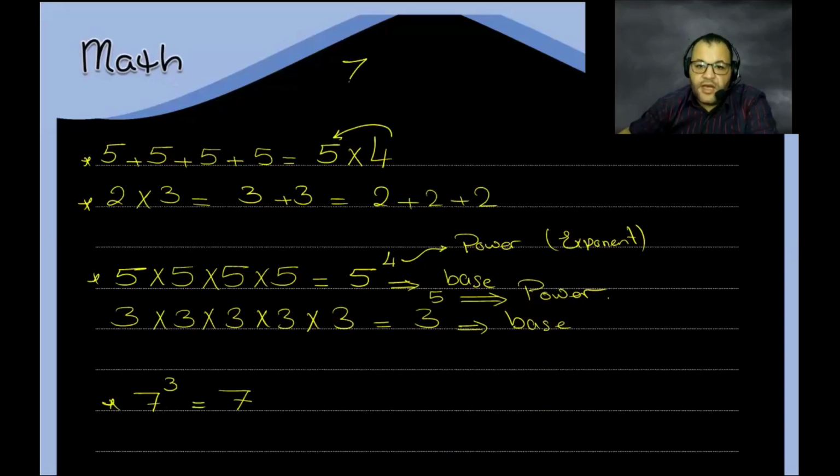When I say 7 times 3, what is the meaning of 7 times 3? What is the meaning of 2 times 3? It means 2 is repeated 3 times, or 3 is repeated 2 times. So what is the meaning of 3 times? 7 repeated in multiplication 3 times. So it will be 7 times 7 times 7. Any problem for this one?